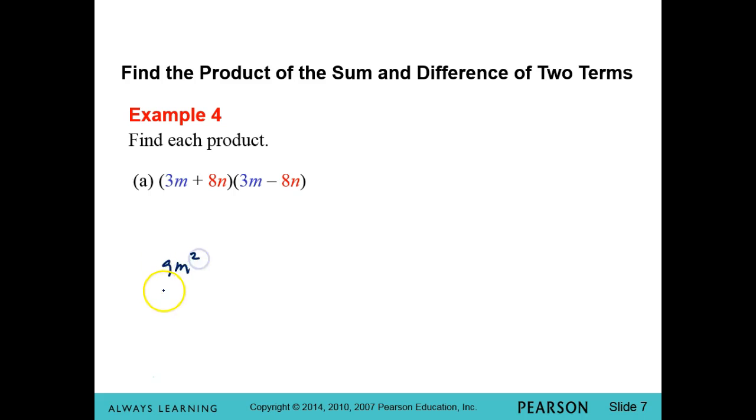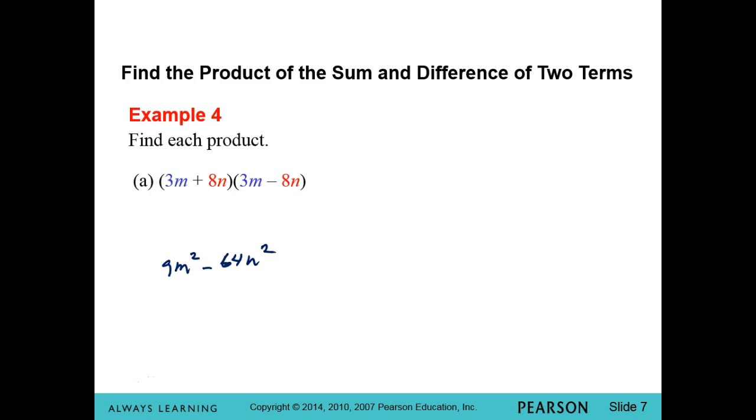9m squared. A little louder. Minus what? 64. You're perfect. N squared. Wait a minute. It can't be this easy, can it? It is. I've tried to think of ways to make it harder. I just can't find any way to make it harder. It's just too easy, isn't it?